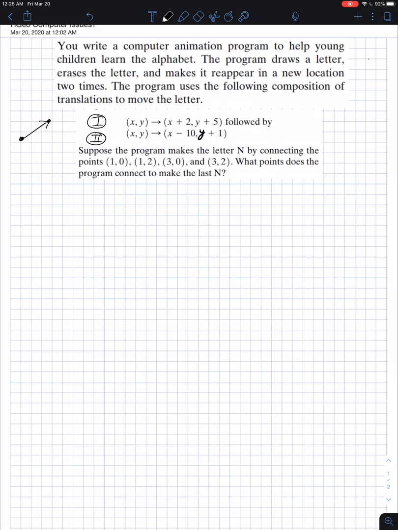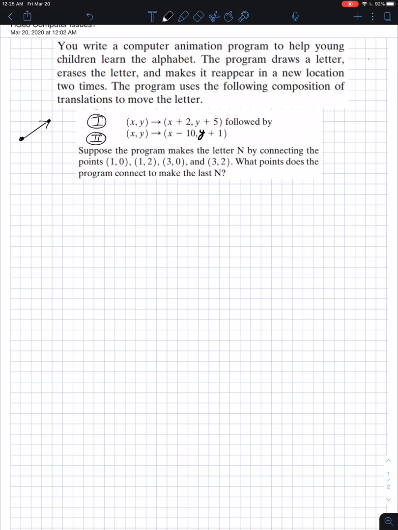So what do we have to work with? Suppose the program makes the letter N by connecting the points 1, 0, 1, 2, 3, 0, and 3, 2. What points does the program connect to make the last N? Well, let's take a look at the process. We have 2 directions and we have a set of points. Pretty straightforward, I hope. Let's see if we get it.